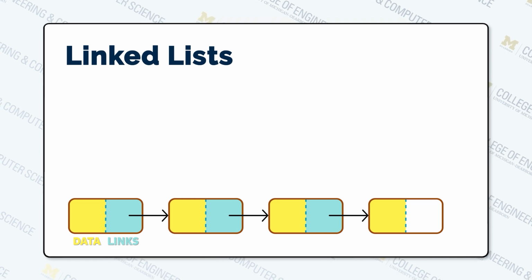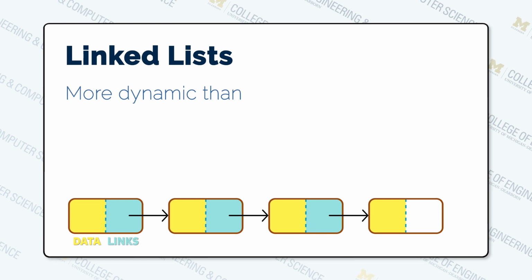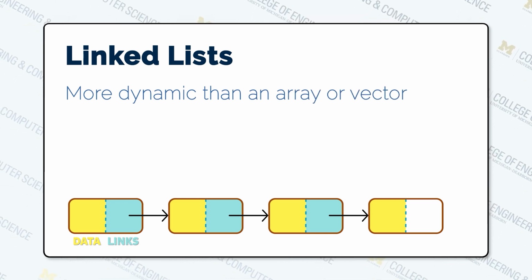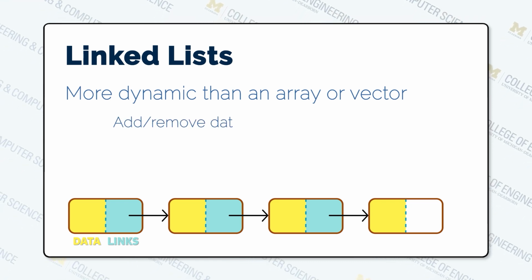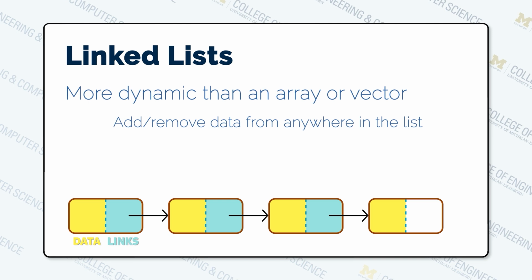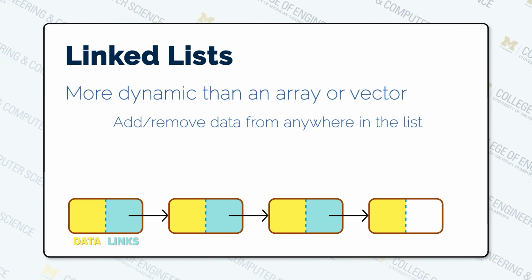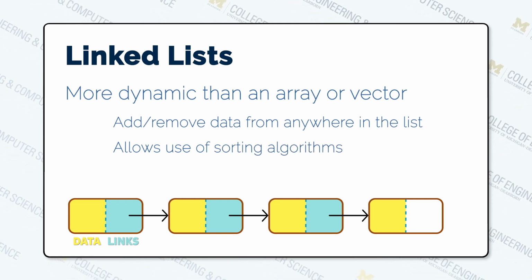Linked lists are more dynamic than an array or a vector. You can add a link anywhere in the list. You can remove data from anywhere. And this allows you to use sorting algorithms like merge sort and quick sort. We will also go over those in another video.